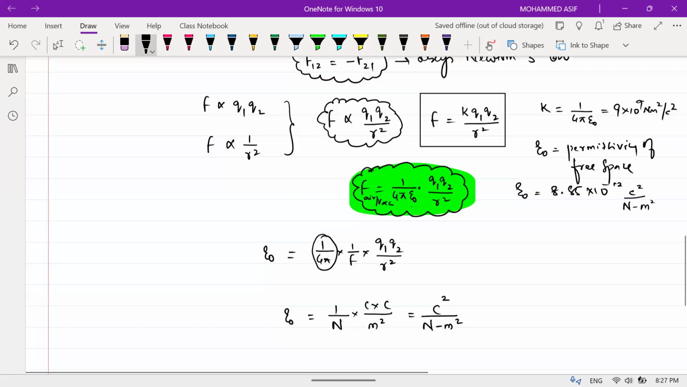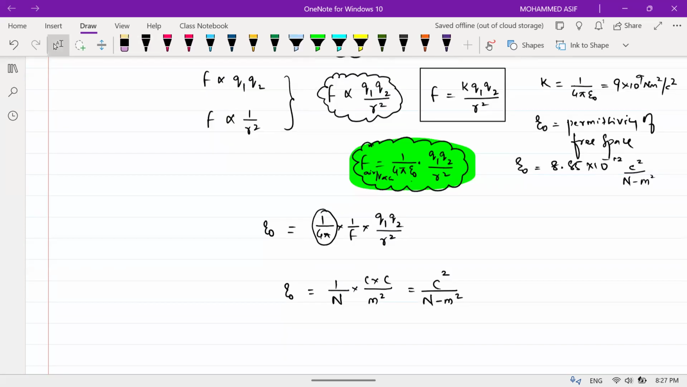Then the force in air or vacuum is given by the formula 1 by 4 pi epsilon naught Q1 Q2 divided by r square. The value of 1 by 4 pi epsilon naught is 9 into 10 to the power of 9. Epsilon naught is known as the permittivity of free space, and its value is 8.85 into 10 power minus 12 Coulomb square per Newton meter square. Am I clear?